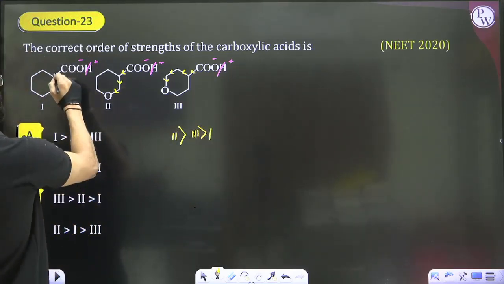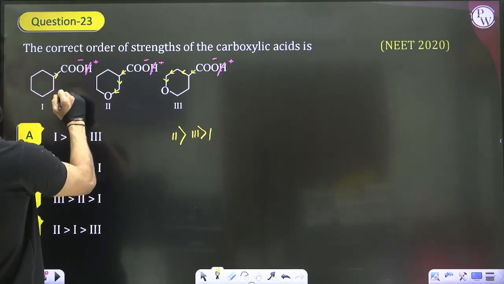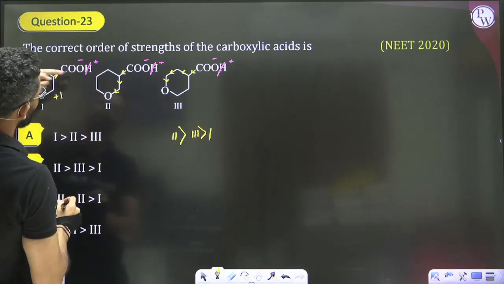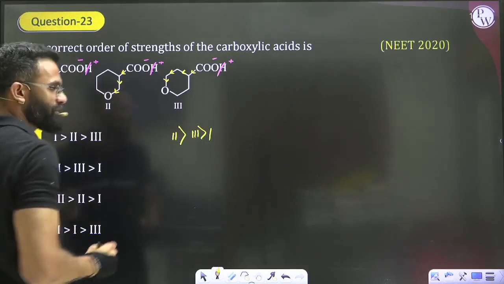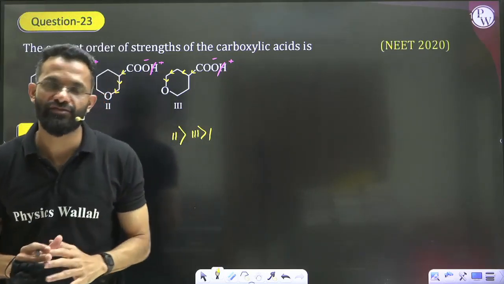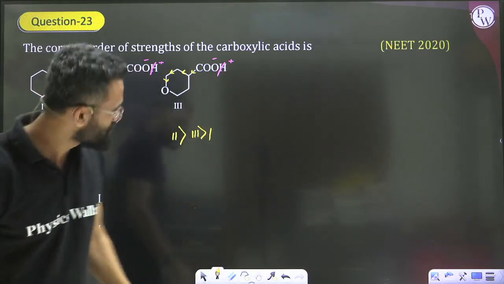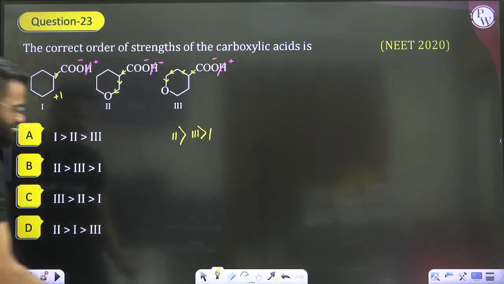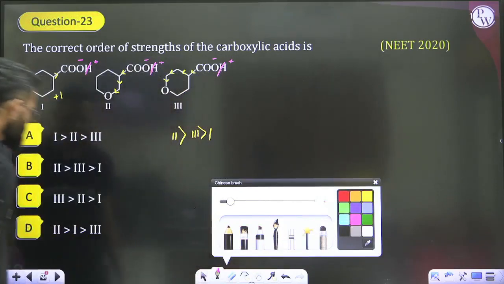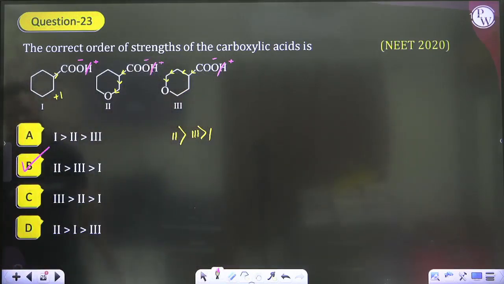Rather, cyclohexyl ring will show electron donating inductive effect that will donate electron, meaning negative charge will increase, and we call it as accumulation of charge. Accumulation of any charge will always bring destabilization. The correct order is 2, 3, 1. 2, 3, 1 is the right option. Option B here.